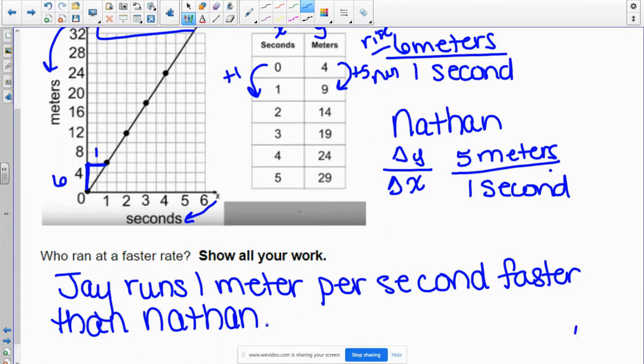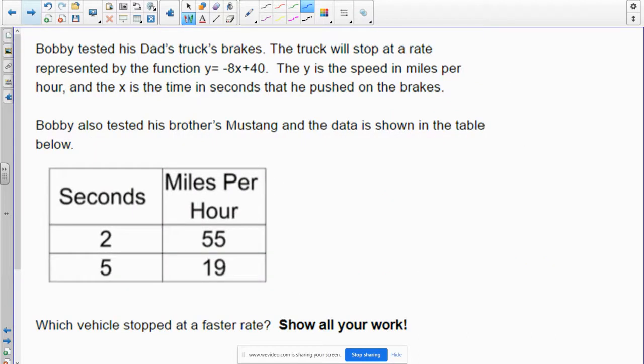And then the work is right here to prove that math. The second example here, we're going to compare an equation to a table. So the storyline is Bobby tested his dad's truck brakes. The truck will stop at a rate represented by the function y equals negative 8x plus 40, where y is the speed in miles per hour and x is the time in seconds that he pushed on the brakes. Bobby also tested his brother's Mustang, and the data is shown in the table below.